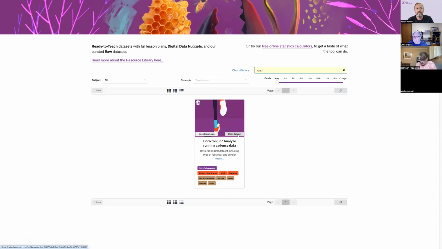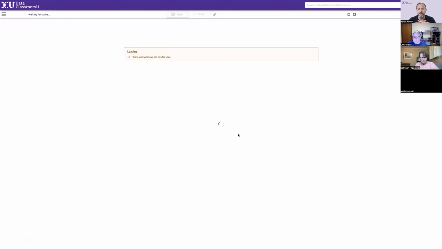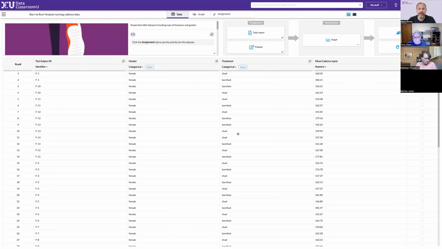It's called Born to Run, analyze running cadence data. I think this one is typical of a lot of the student collected data sets that I've seen for AP research. This could be a research question centered around: do barefoot runners have a higher running cadence? Generally that's important for implications because there's research in sports medicine saying that barefoot running might be easier on the joints in part due to that perceived increased running cadence.